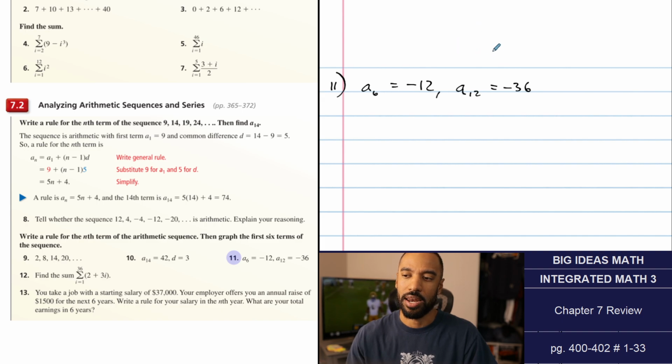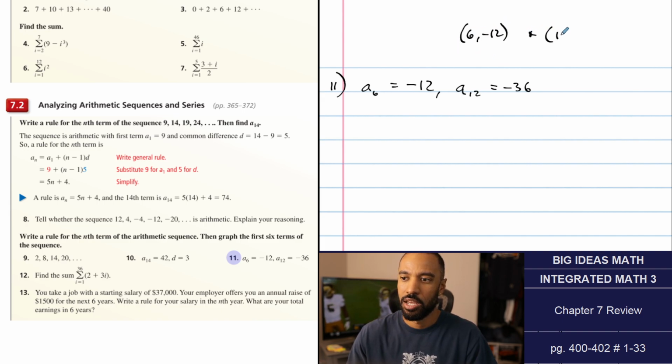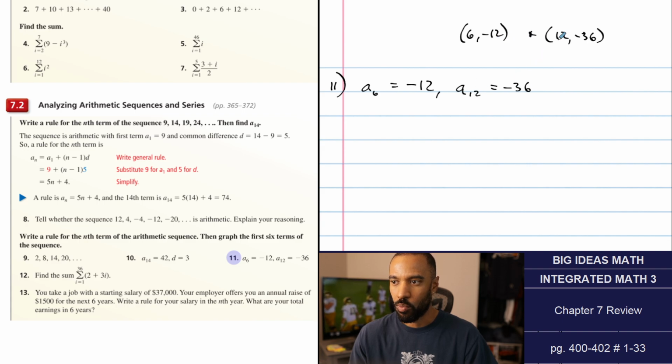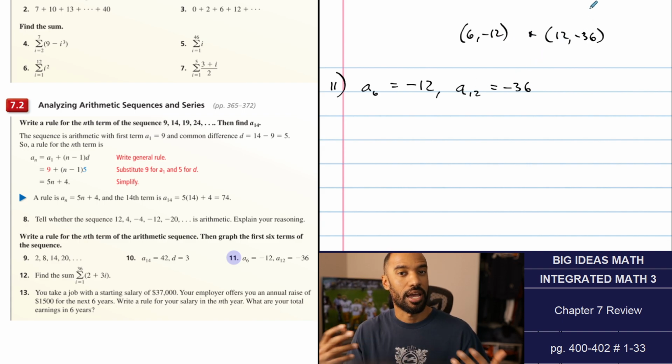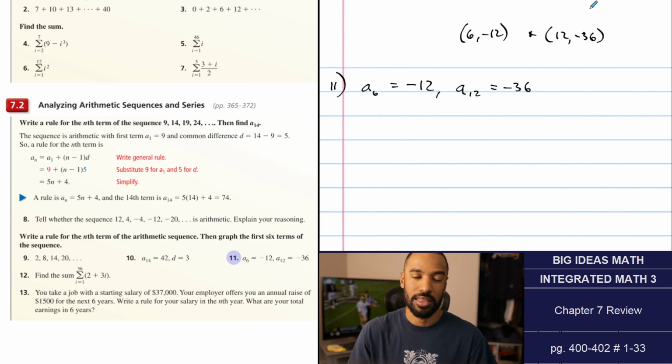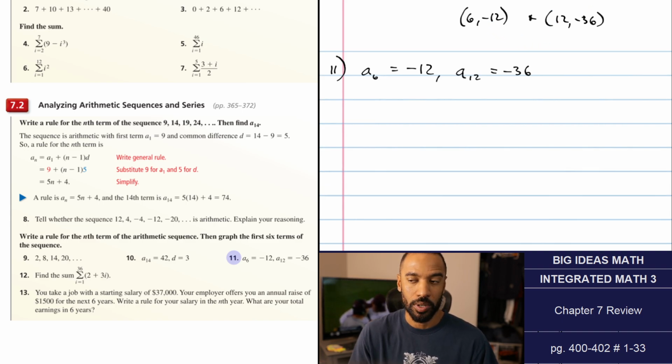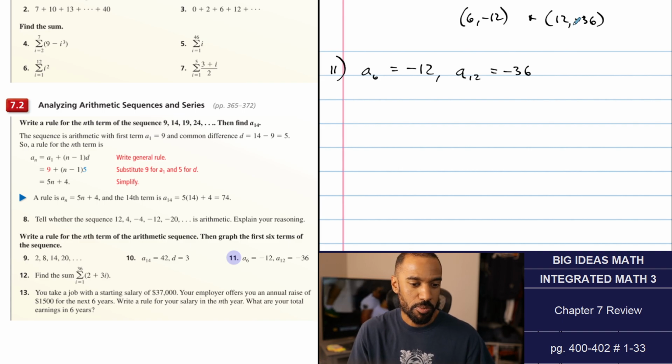This would be akin to writing the equation of a line that passes through the points 6, -12, and 12, -36. These are the x's basically. The n is like your x's and the a sub n's are like your y values. You need to find the slope and the y-intercept. I could literally do it in that fashion, and I will do it in this fashion afterward. But you can literally do it in that fashion for this one. Same with the previous problem.